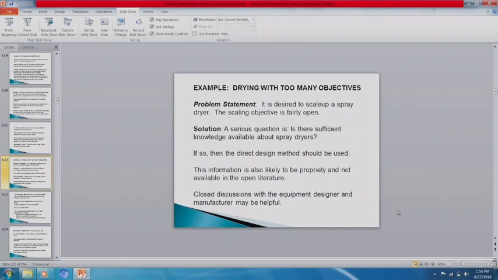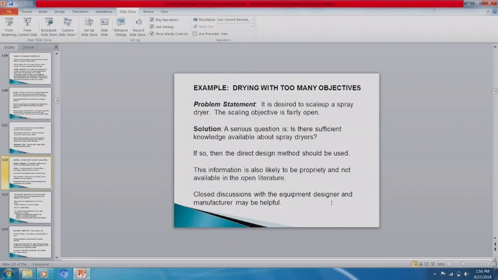Now then, let's talk about scale up of dryers, and in particular, scale up of spray dryers. The desire to scale up spray dryers, serious question: is there sufficient design information available about spray dryers? In which case, direct design methods should be used. And I suspect there is inside the companies. I suspect they have a number of different designs that they've used and been quite successful. All they've got to do is take down the old design that worked and just rename it, and sell it to you. Information is also likely to be proprietary and not available in the open literature.